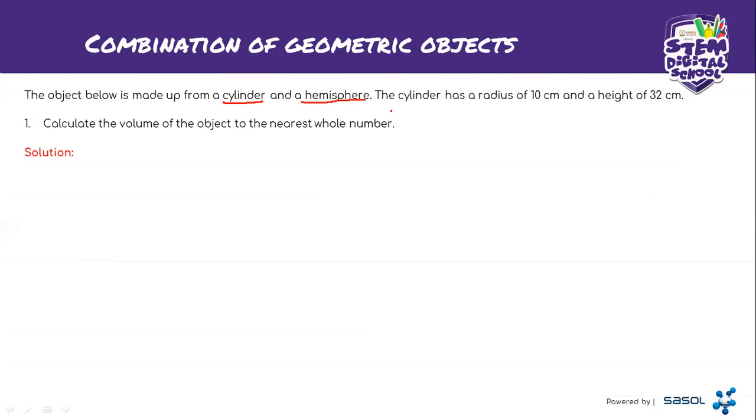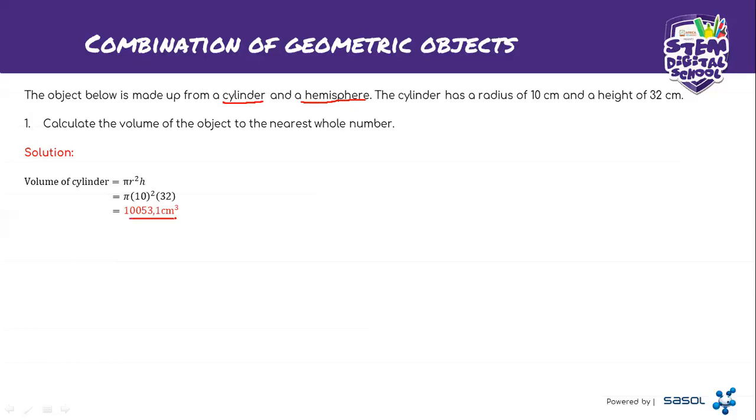The cylinder has a radius of 10 centimeters and a height of 32 centimeters. Now, first calculate the volume of the object to the nearest whole number. Remember, we have a cylinder and a hemisphere. We're first going to calculate the volume of the cylinder. What is our radius? We know our radius is 10 centimeters and the height is 32 centimeters. Then you substitute the values and just press your calculator, and that is the answer.